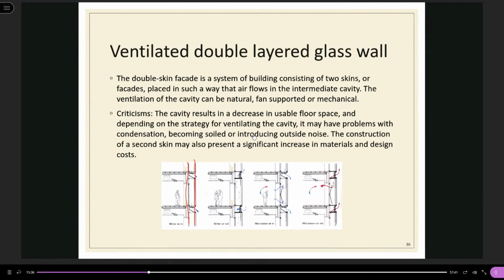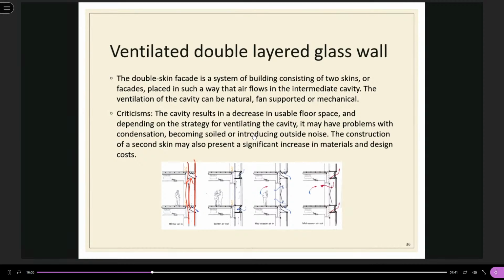The ventilation of the cavity can be natural, fan supported, or mechanical. So inside the two layers, there will be air flowing, and the air flow could be natural. Hot air rises, so the air naturally flows upward, or maybe there could be a fan driving the air to flow through the cavity.